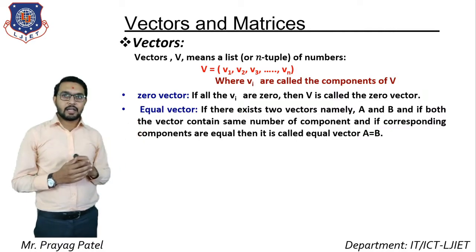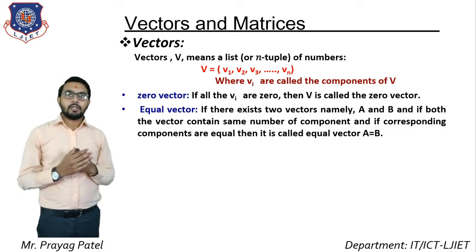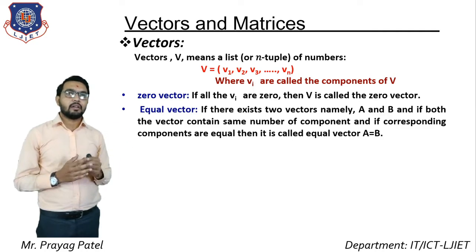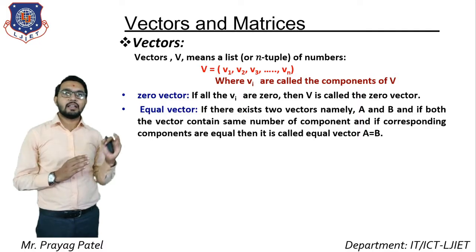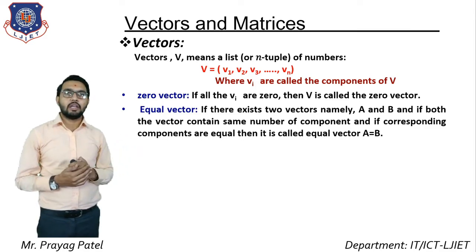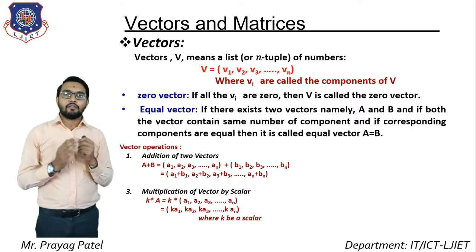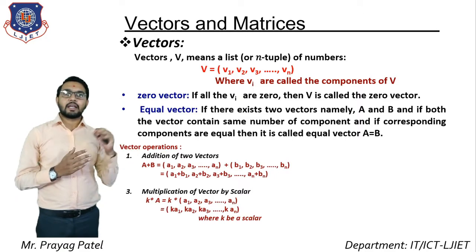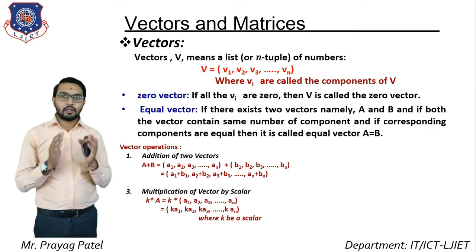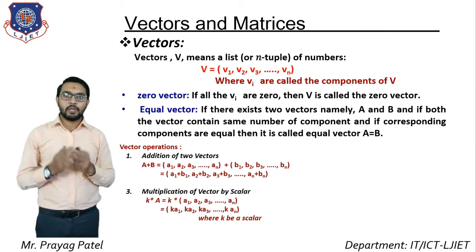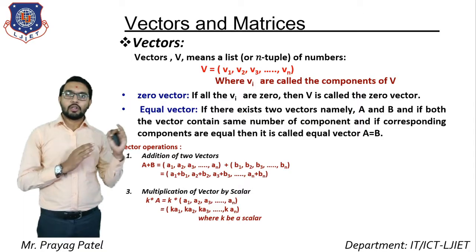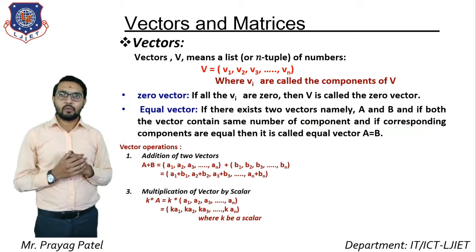Now the next is the equal vector. If there exist two vectors, A and B, and both vectors contain the same number of components, and if the corresponding components are equal, then it is called an equal vector, A equal to B. Both vectors must contain the same number of components; for example, if the first vector has 5 components, then the second vector also contains 5 components.